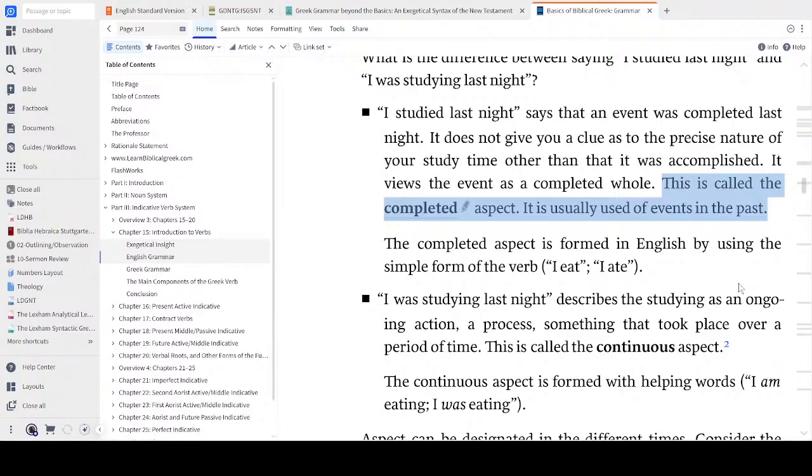"I was studying last night" describes the studying as an ongoing action, a process, something that took place over a period of time. This is called a continuous aspect. I don't like the usage of that term here, because it makes it harder to understand. An ongoing aspect is something that continues on. So present tense in non-indicative verbs is not as concerned with when something happens, but with the action being ongoing. It doesn't stop, or it's not intended to stop.